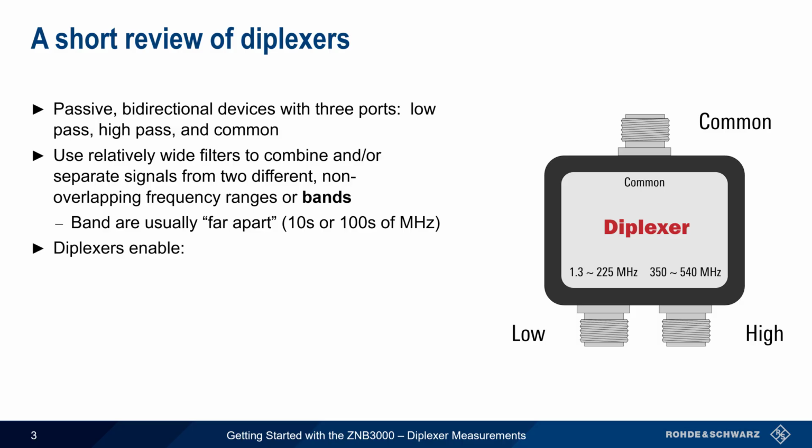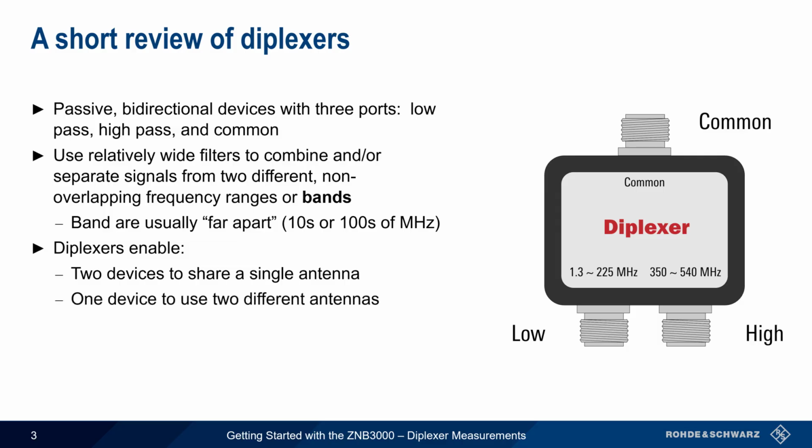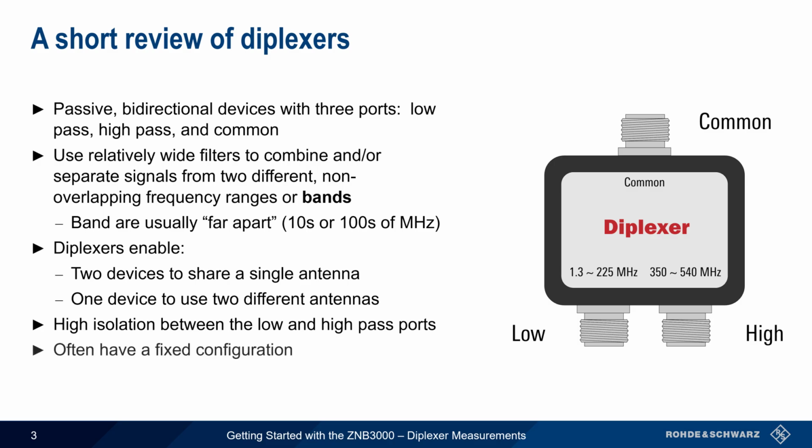Diplexers are most often used to enable two devices, transmitters or receivers, to share a single antenna, but they also allow a single device to use two different antennas. In order to combine or separate signals, diplexers must also provide high isolation between their low-pass and high-pass ports. It should also be noted that diplexers often have a fixed configuration. Their frequency ranges, etc., are not normally user-adjustable or user-tunable.